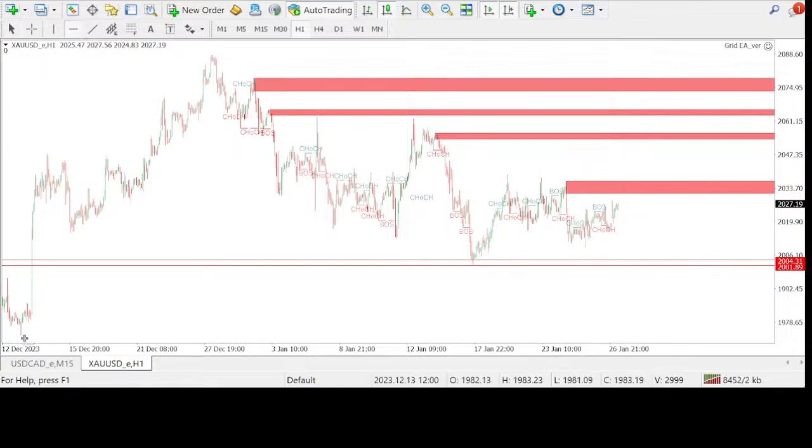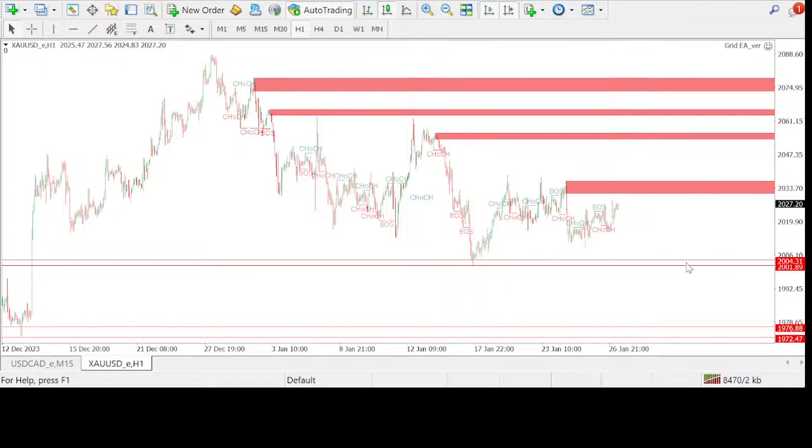If that zone is broken, the next zone to look for a buy from is 1976.88, 1972.47. So you either wait and buy it here, or you may wait and buy it when the price touches this zone here.